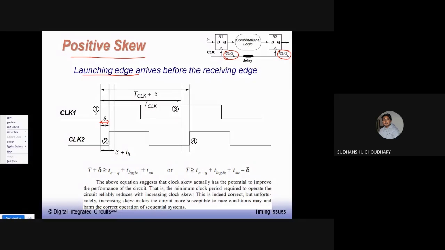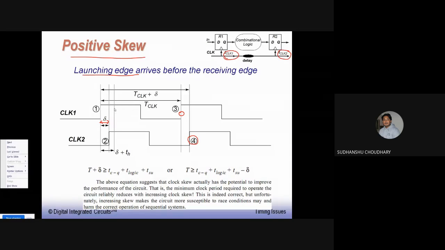And this is my receiving edge 4, that is, at this edge the data is received into register number 2. Earlier, if there was no skew, the data would have been received by register 2 at edge number 3. But now there is a delay in arrival of the clock at register number 2, and that delay is delta, so the data is sampled by register 2 at edge number 4.